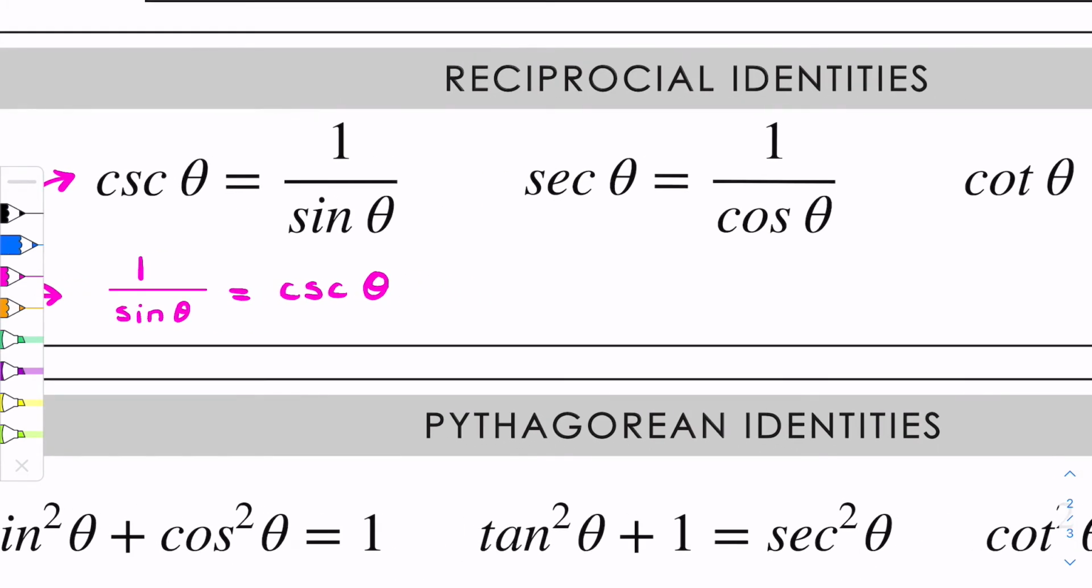Next, we have secant of theta, which is 1 over cosine. And just like the previous one, we could also say 1 over cosine of theta is equal to secant of theta. When we first learned this, we learned that it was 1 over x.